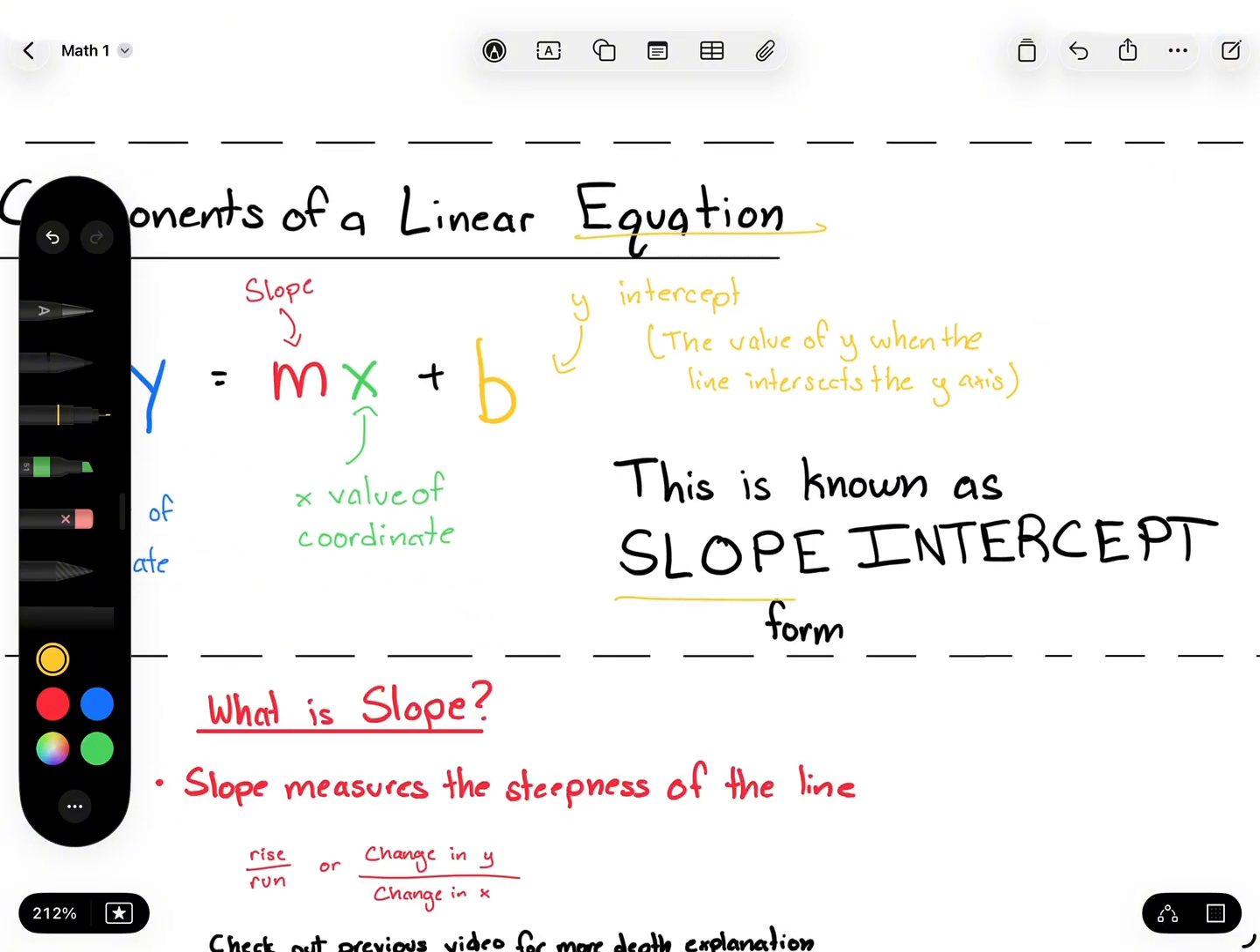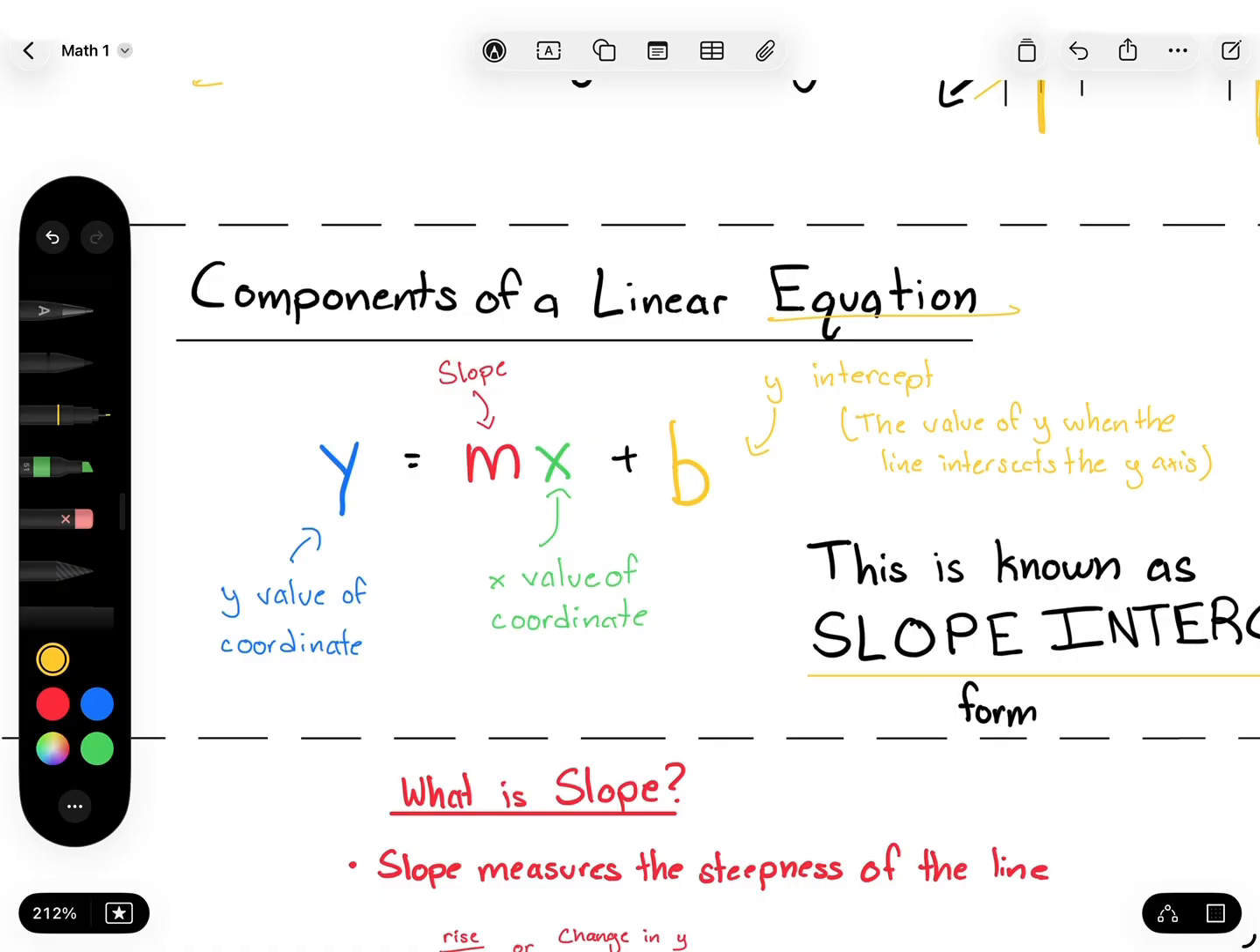So this is known as slope-intercept form, and that is really important to remember because there are two forms of linear equations. There's this one where you have y equals mx plus b, and that's very common, and that's going to be slope-intercept form. There's another version, so make sure that you understand the differences between the two. But remember, it's y equals mx plus b. Y is the y value of the coordinate, x is the x value of the coordinate, m is your slope, and b is your y-intercept. Make sure that you memorize m and b.